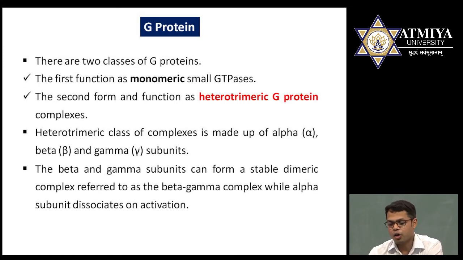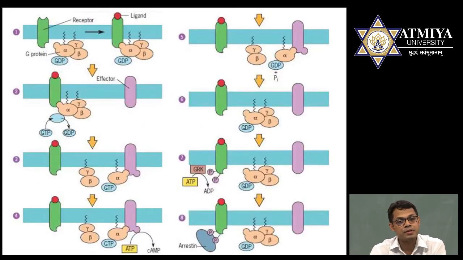Beta and gamma form a complex and are bound with each other, and alpha is able to separate if the G protein is activated. In short, we can say that this G protein usually consists of alpha, beta and gamma. Beta gamma is always associated, but after activation of the receptor, the G alpha part will dissociate from the receptor as well as from beta gamma, and this alpha is responsible for the further transduction pathway. Beta and gamma remain as such.